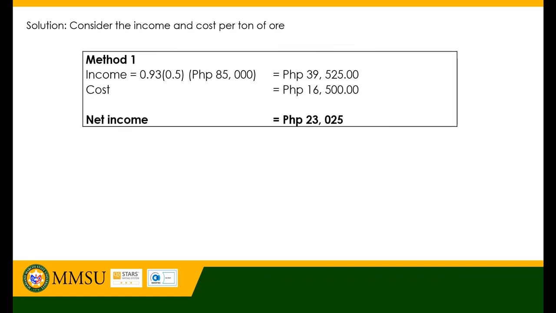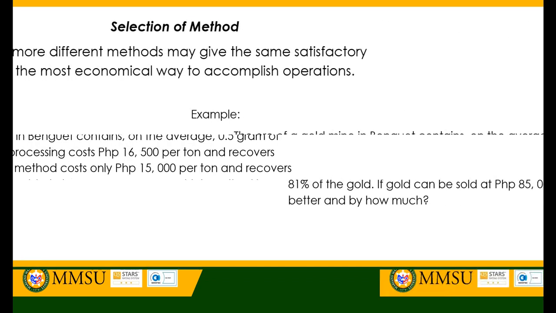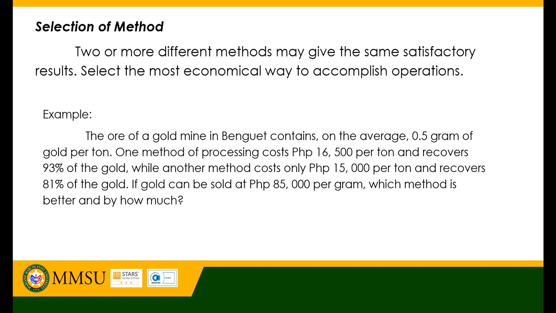So sa method 1, income natin is, 0.93 is 93%. Let's go back dun sa problem natin. So 0.5 grams of gold per ton ng ore on the average. Ano yung ore? Yan yung minimina. So hindi pa yan yung gold, ini-extract pa yung gold from that ore. So from that ore, ang na-extract natin is 0.5 grams of gold. So sa first method, 93% nun ng 0.5 grams, yun lang ang ma-extract natin. Sa second method, 81%.